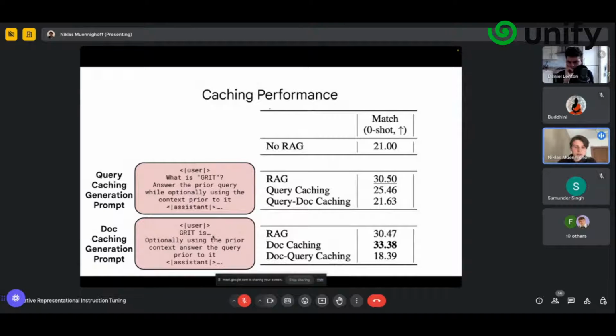And then for doc caching, it's the other way around. The document comes first in the context, and then the query is cached, and then we put the document in the context, and the model answers it.